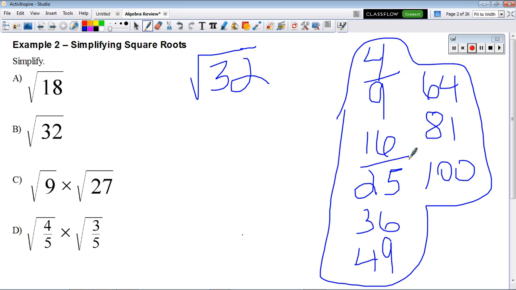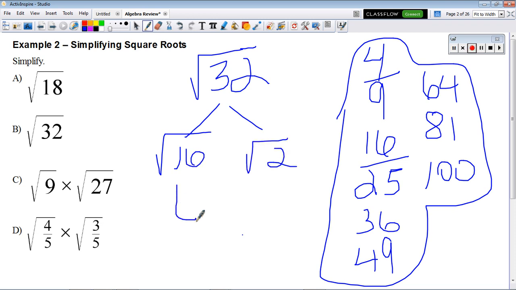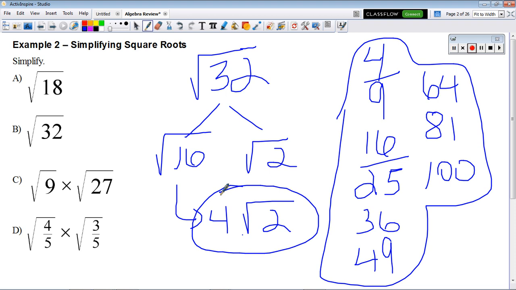So when simplifying, just like when you're simplifying fractions, you always want the biggest number that can divide into both the numerator and denominator. Well, the same concept applies when we're talking about simplifying square roots. So I'm going to make this the square root of 16 times the square root of 2. The square root of 16 is 4. Square root of 2 doesn't work out evenly, so I leave that as the square root of 2. So the square root of 32 simplifies to be 4 times the square root of 2.